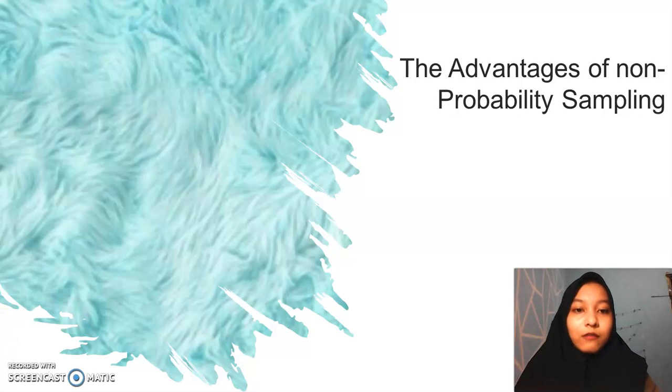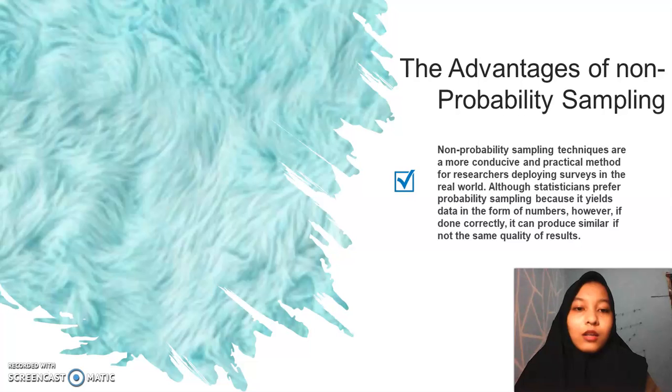The advantages of non-probability sampling. The first one is non-probability sampling techniques are a more conducive and practical method for researchers deploying surveys in the real world. Although statisticians prefer probability sampling because it yields data in the form of numbers, if done correctly, non-probability sampling can produce similar, if not the same, quality of result.